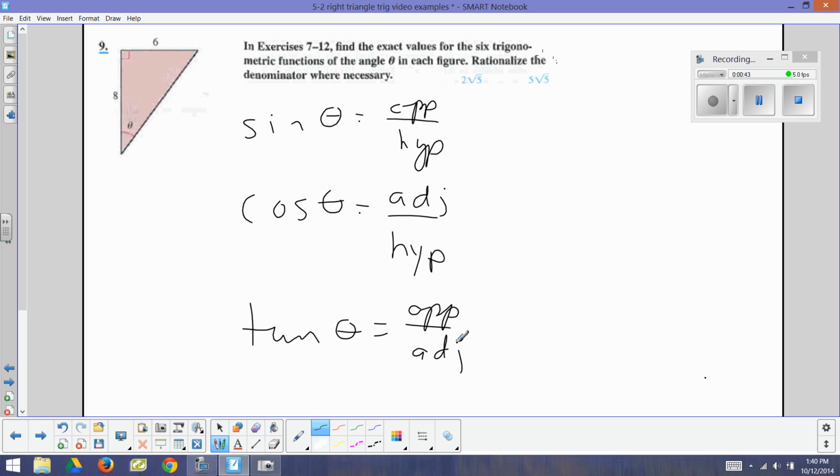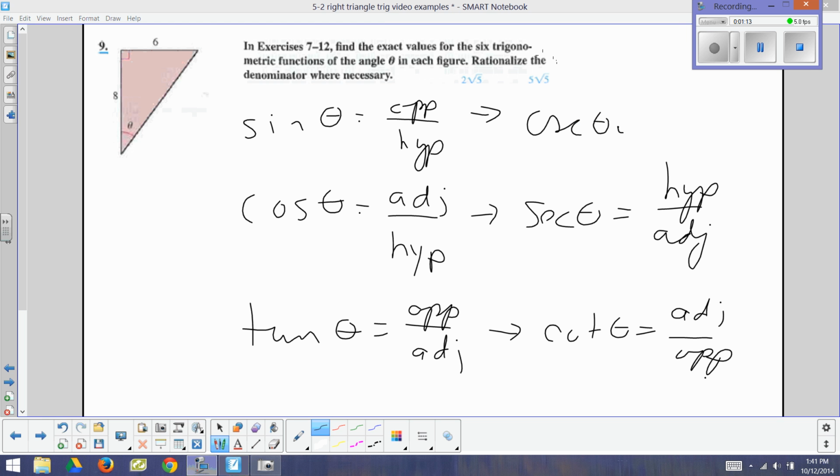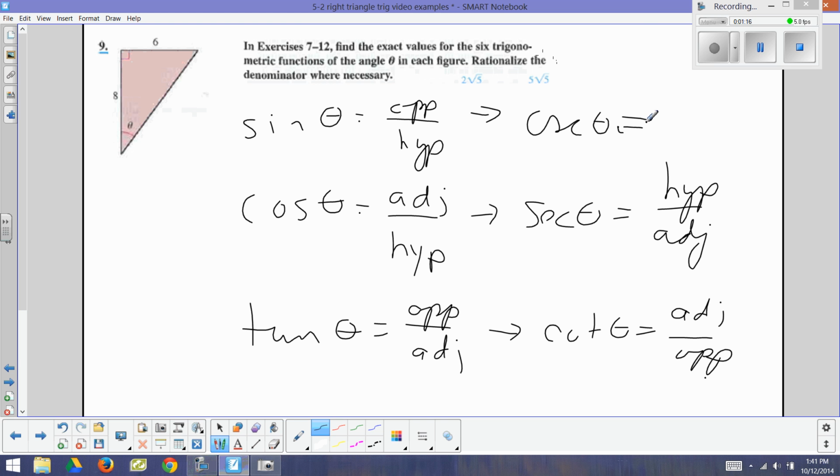Sine is opposite over hypotenuse. Cosine is adjacent over hypotenuse. TOA, tangent, is opposite over adjacent. The reciprocal functions for each of these: cotangent of theta would be adjacent over opposite. Secant of theta would be hypotenuse over adjacent. And cosecant of theta is equal to hypotenuse over opposite.